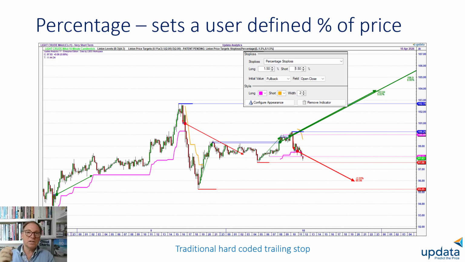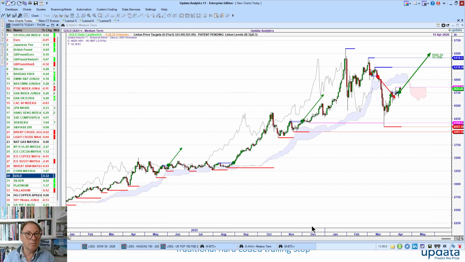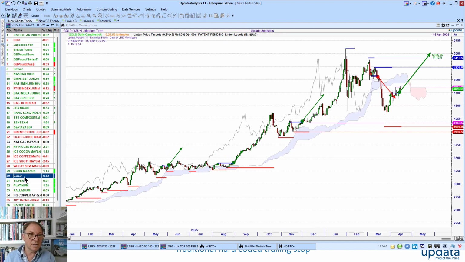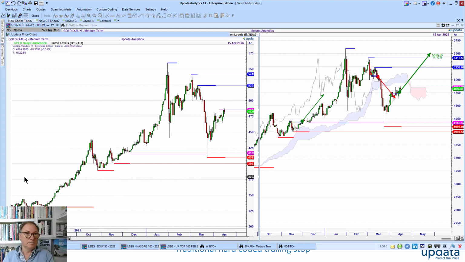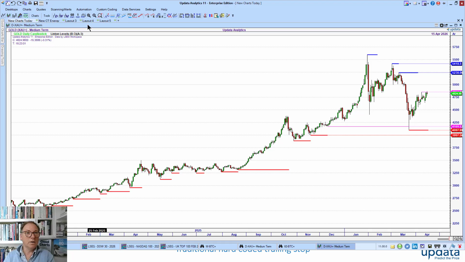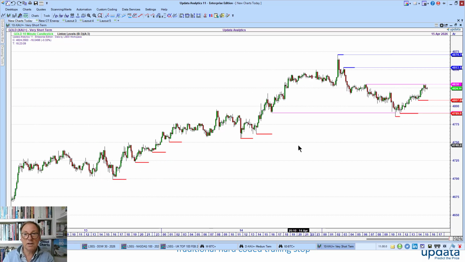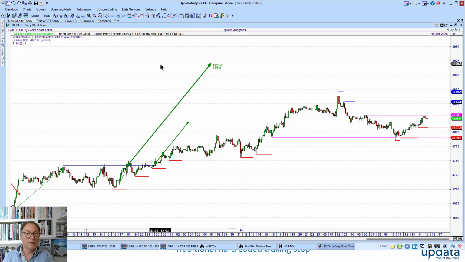Percentage sets a user-defined percentage of price. So this is just simple: you put in your percentage, here I put in 1.5% long and short, and that's fixed. And so it produces these from the targets. If I take a gold chart, that was a 10-minute chart of gold, let's just set that same chart up. Here we're going to go to a 10-minute chart. It pulls this data in, and I'm going to hit the T key. It's going to put the price targets on for me.